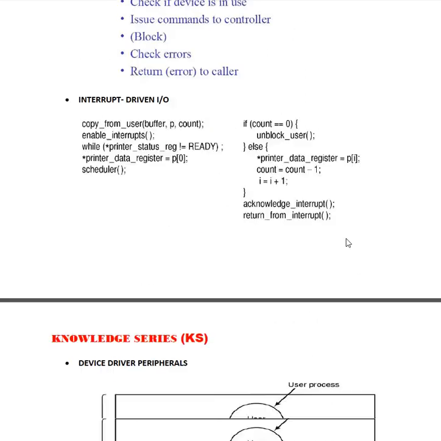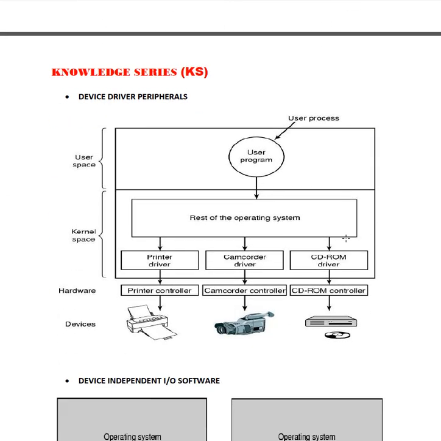Now if you go further, you can see that there are various forms of device drivers. It is being shown here. For example, a printer driver, camcorder driver, or a CD-ROM driver. So if you are putting in different hardware, there are different drivers. And here is shown a kernel. Kernel is the central part of the operating system, which is what we have discussed in the operating systems with respect to the kernel.